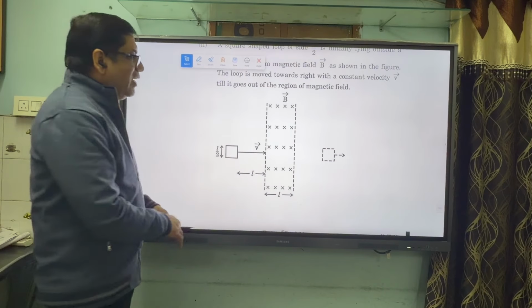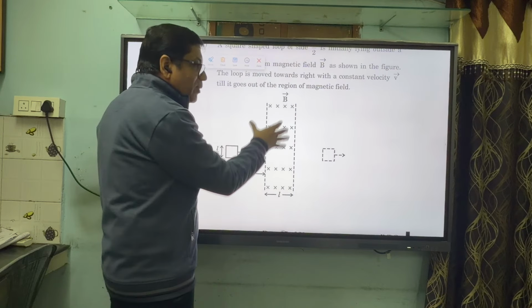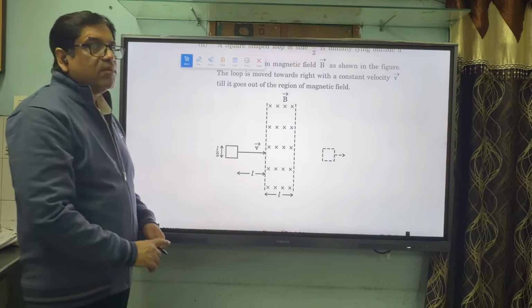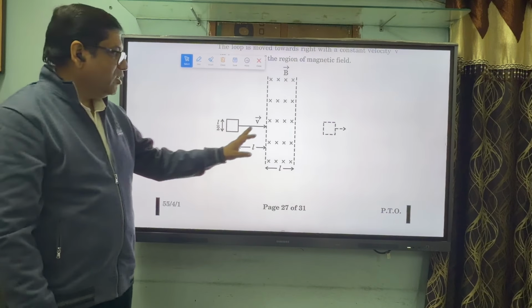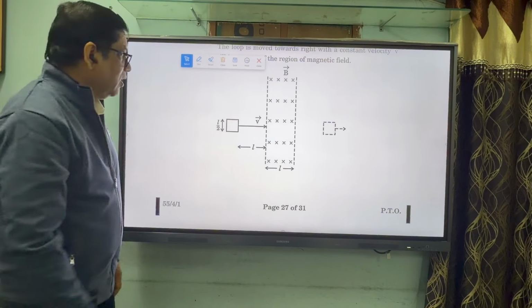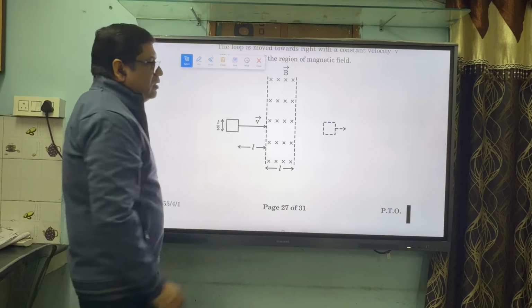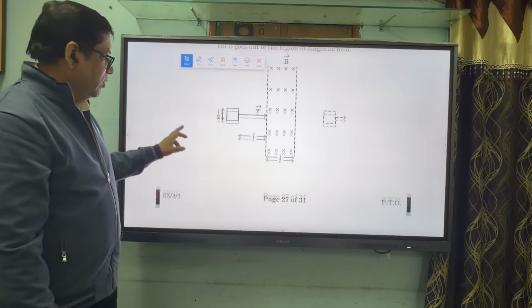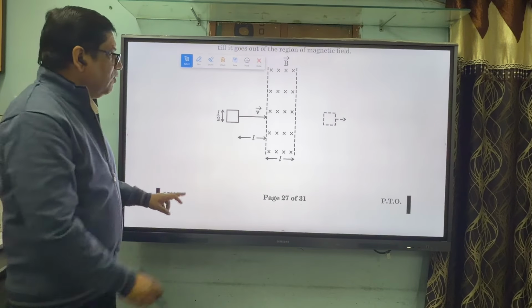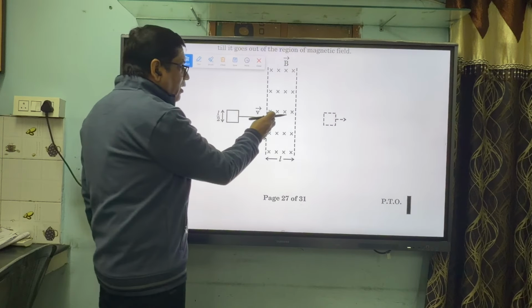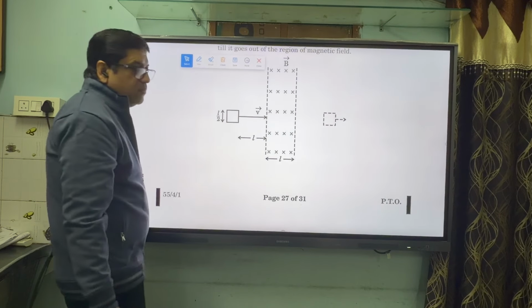There is a magnetic field in this region. Cross means an inward magnetic field. A loop is coming from here. It is moving like this. What will be the induced EMF? What they have asked is when the induced EMF will be produced: when the loop enters and when it leaves.